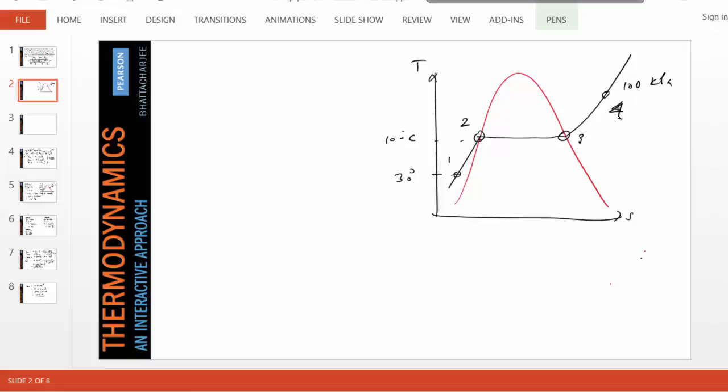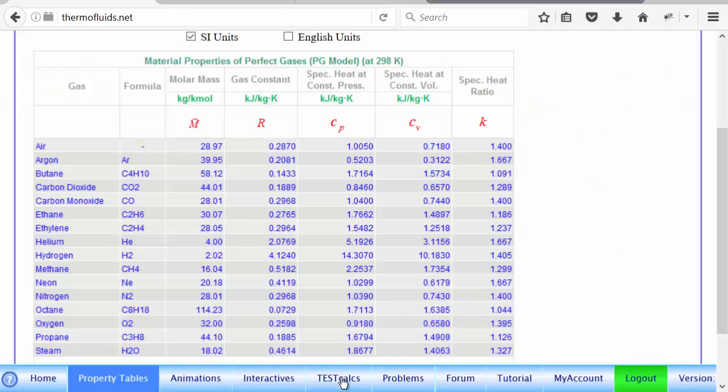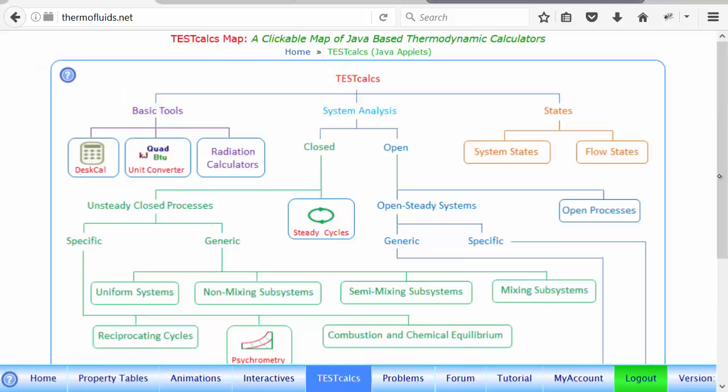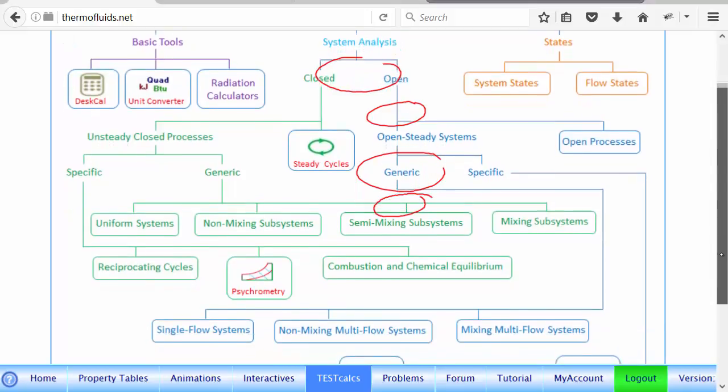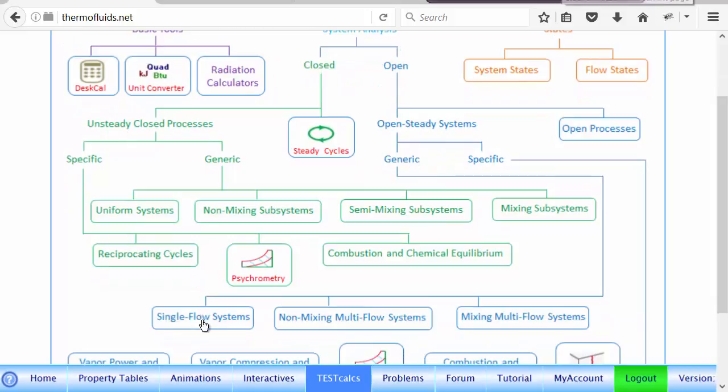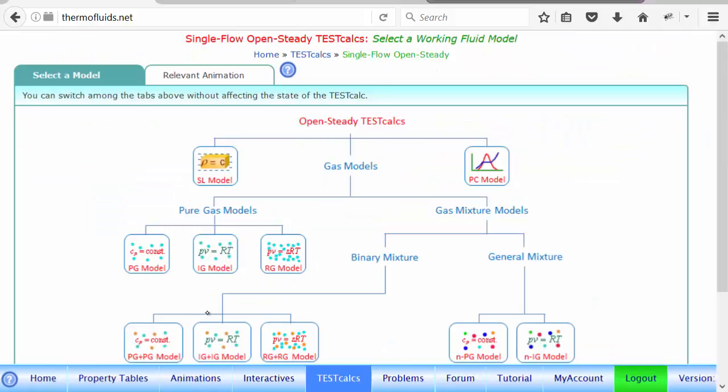Okay, so let's launch the TESTcalc and evaluate the states first. But which TESTcalc should we launch? Obviously, we'll go after system analysis. And we have an open system. We have an open steady system because the pipe is working in a steady state. And then we'll select generic because specific is designed for special purpose systems. So if you follow the generic systems, then you will see the single flow system would be our destination because there is one flow in and one flow out. That's what is going on.